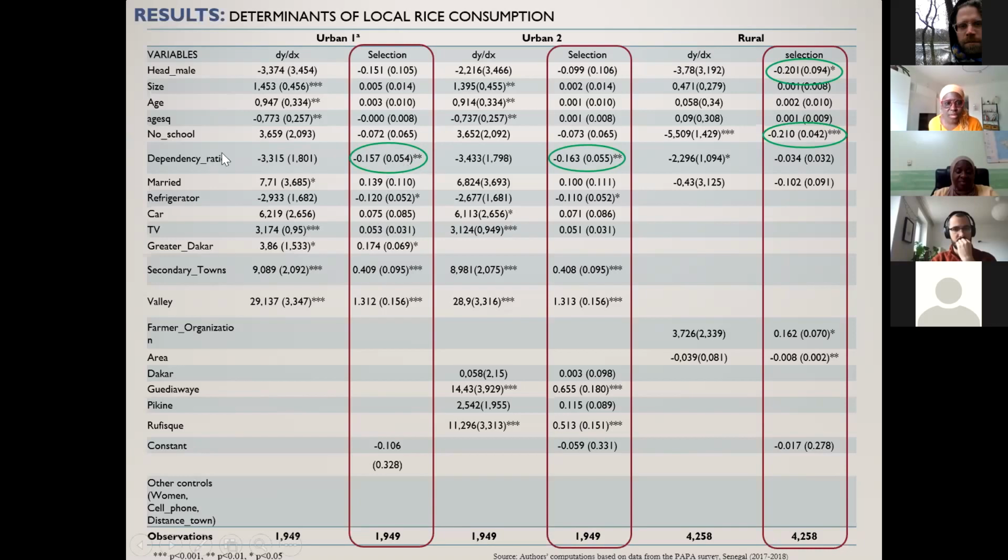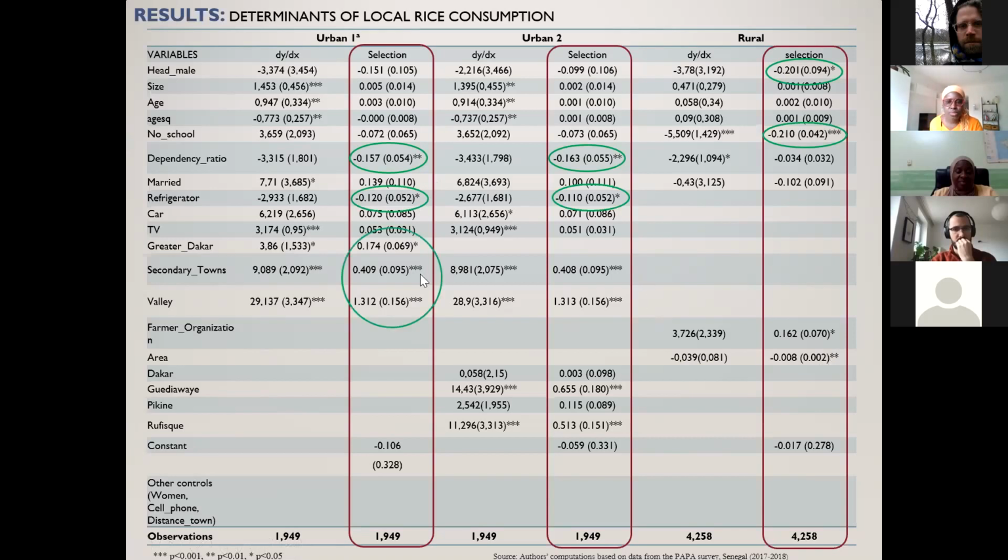Just to say here that the dependency ratio we computed by dividing the number of adults by the number of children. Another interesting result is that higher asset ownership is associated with lower consumption of local rice. So as households get wealthier, their chances of consuming local rice decrease. And this is also seen in rural areas, where we consider the area that is owned by the household as a proxy for wealth.